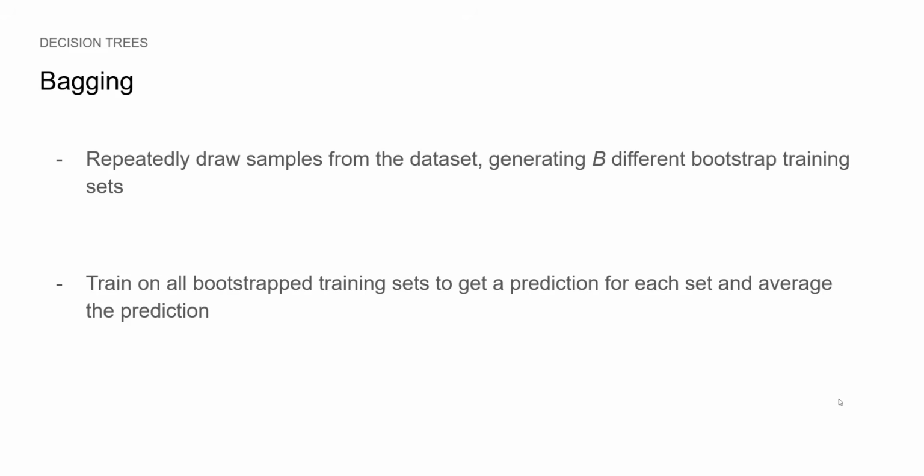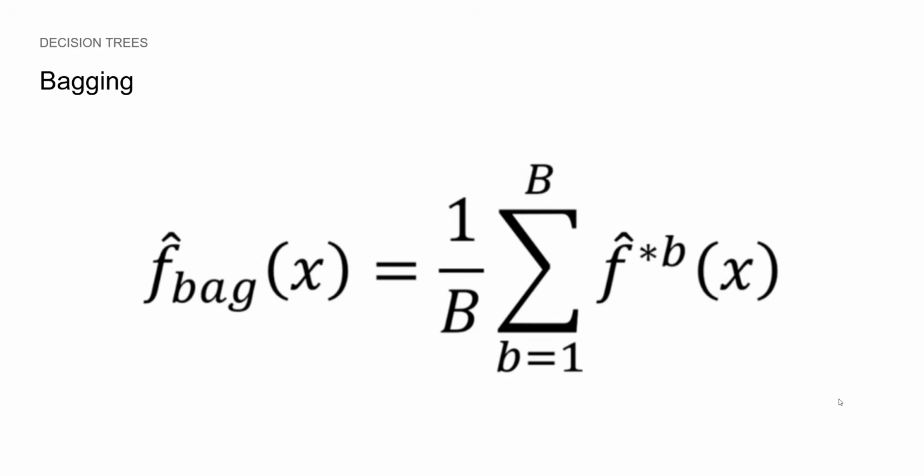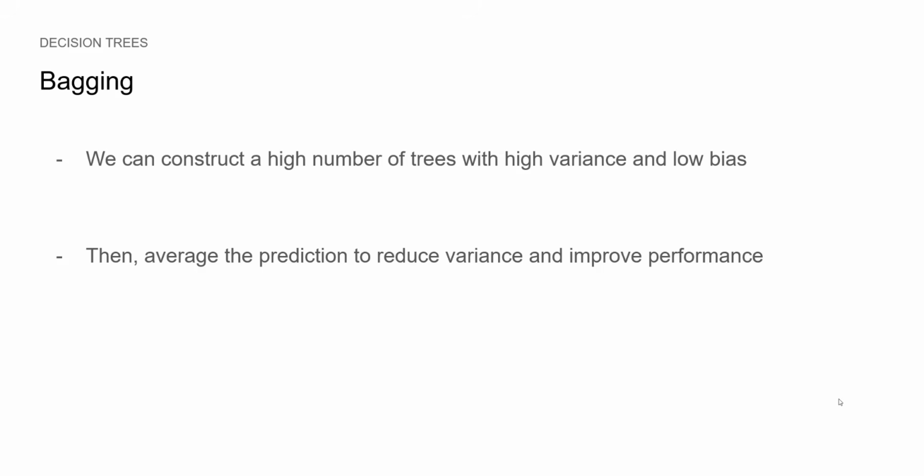Bagging involves repeatedly drawing samples from the dataset, generating B different bootstrap training sets. Once all sets are trained, we get a prediction for each set, and we average those predictions to get a final prediction. So mathematically, we express the final prediction like this, and you recognize that this is simply the mean of all B predictions. This means that we can construct a high number of trees that overfit, but by averaging their predictions, we effectively reduce the variance and improve the performance.